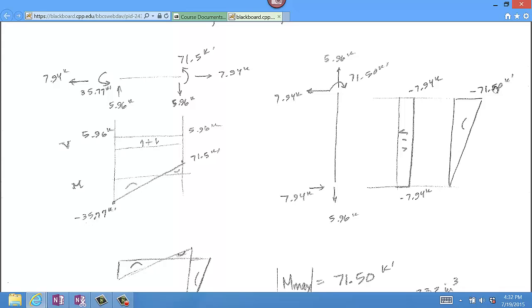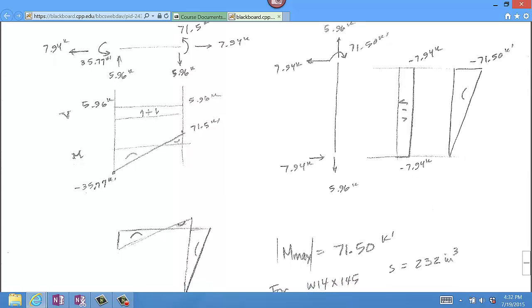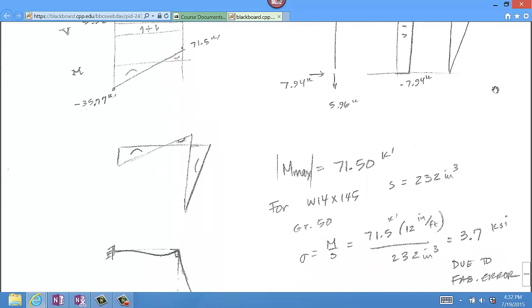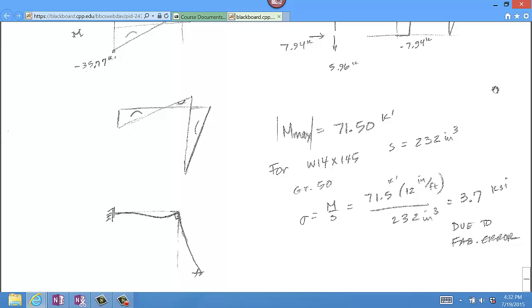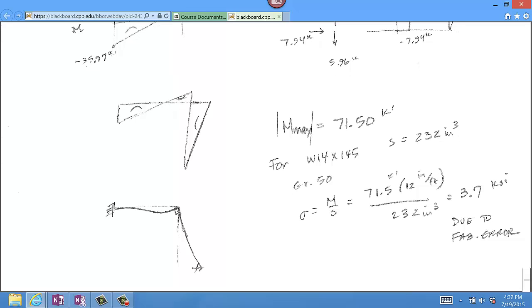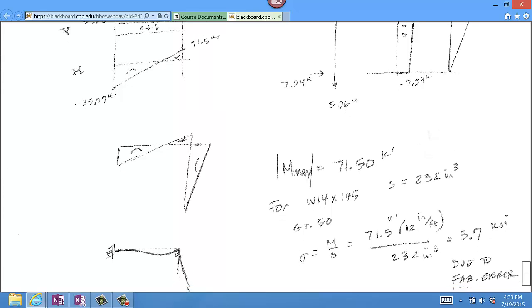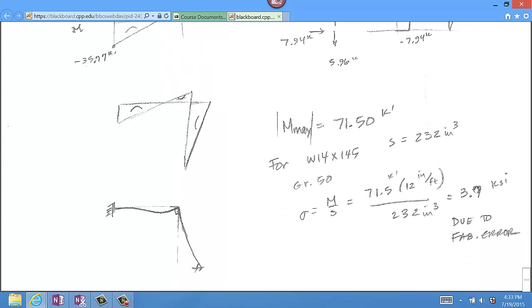So in order to give us a sense as to what this fabrication error does to our column, what I did is I selected a W14 by 145. This is a steel section, and it has a section modulus, that's what this is called, of 232 cubic inches. Grade 50 means that that's the yield strength. That's the stress at which the material will become nonlinear. So if we calculate the stress that this moment 71.5 kip feet produces on our section, we calculate a stress of 3.7 KSI.